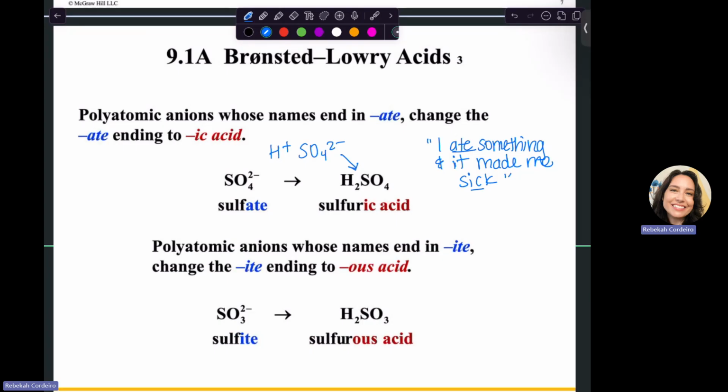If it ends in ite, we put OUS, acid. I remember this one for Sprite: Sprite is delicious. So ite, ous. Practice writing and naming those acids. It is going to be very helpful for you. And it's really good right now at the end of the semester to go back over those polyatomic ions, because if you don't know your polyatomic ions, you're really going to have a hard time naming acids with the ate and the ite.